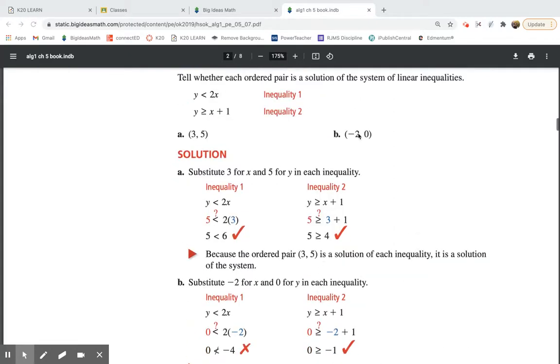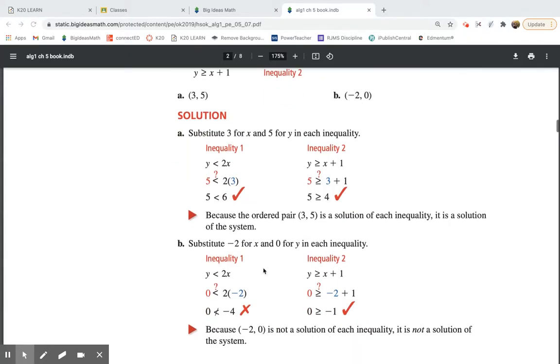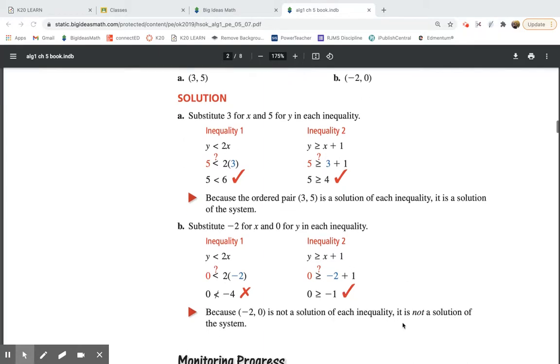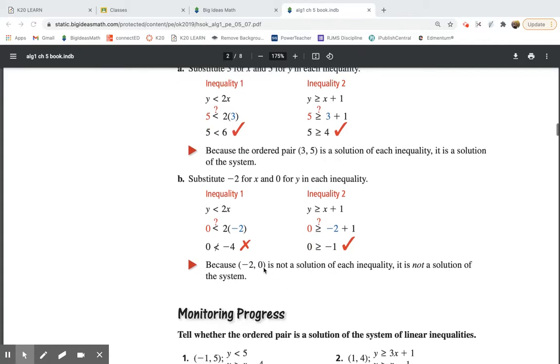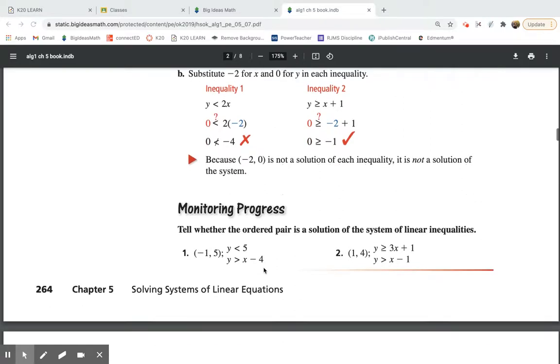So then on B, we have the point -2, 0, still for the same inequalities. So we have 0 for y and -2 for x. 2 times -2 is -4. 0 is not less than -4. It's greater. So that one doesn't work. And then you still check this one, but your answer is going to be that it is not a solution because it only worked for one inequality, not both of them. Okay, this part's pretty simple so far. So go ahead and try both of these, and then I will go over it with you.